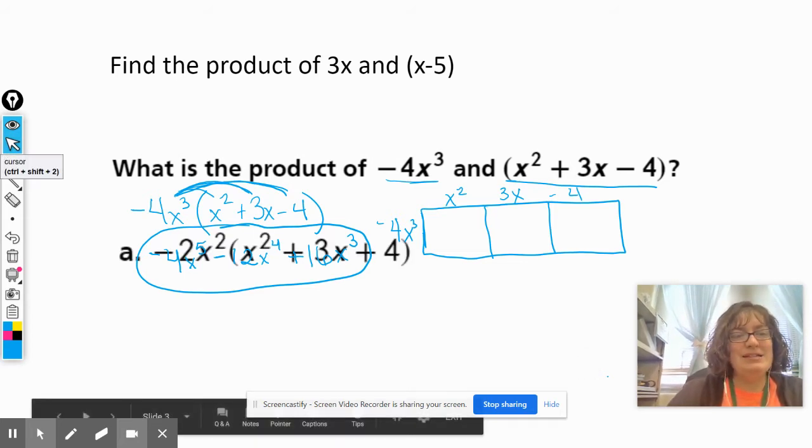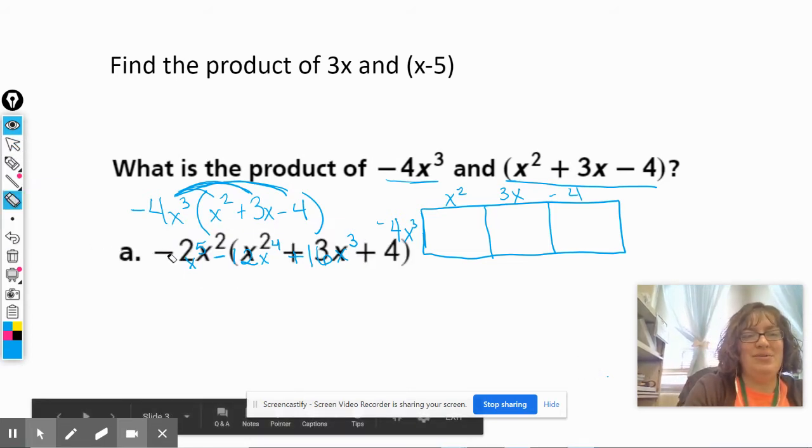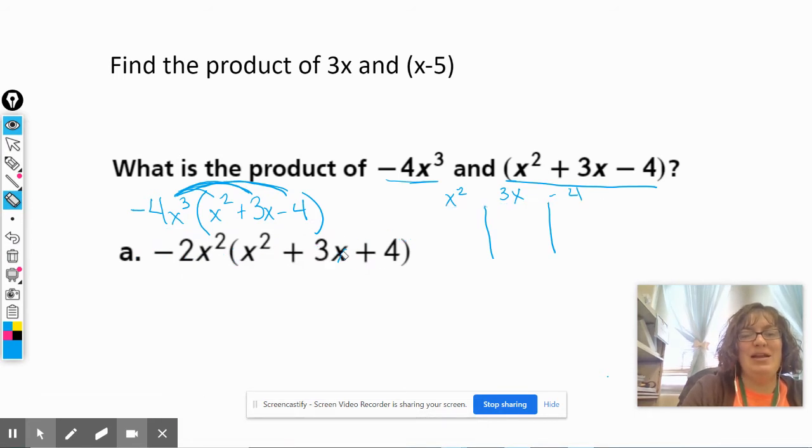All right, last problem. I'll go ahead and erase what I wrote there so you can see this one. Go ahead and set this one up in whatever method you would like to use and give it a try and see what you get on this one.